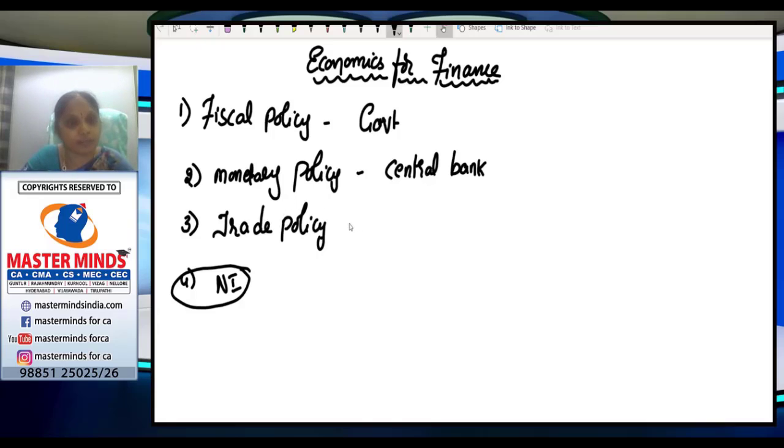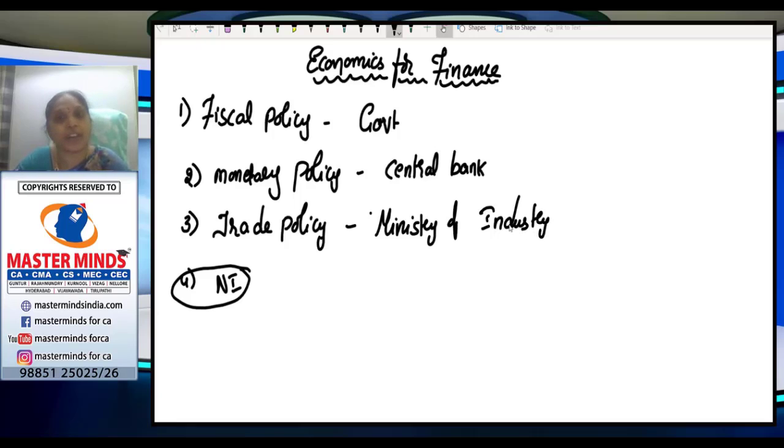And the last one is trade policy. The trade policy will be dealt by the Ministry of Industry and Commerce, which deals only with international trade and its policies. Okay. Right, children.